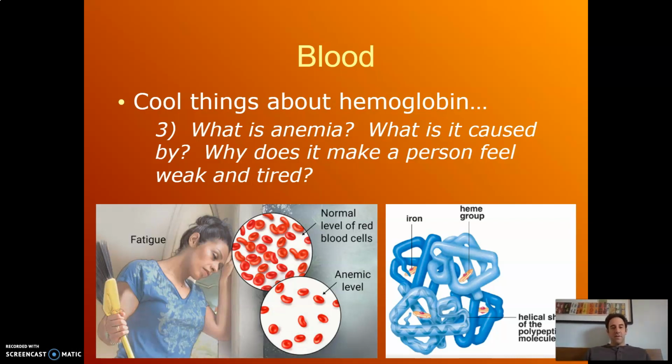And this is actually fairly common. Women are more likely to suffer this than men because menstruation means they're losing blood more often and have to therefore produce more red blood cells. But it's also common in people who decide to go on a vegetarian diet without thinking through how they're going to get all their nutrients.